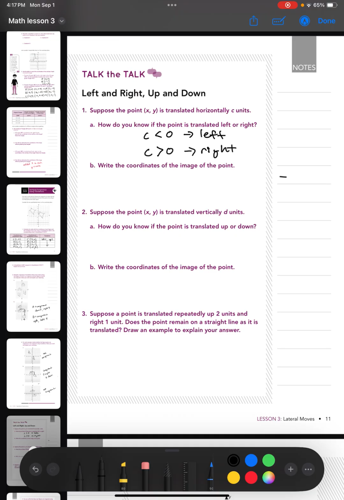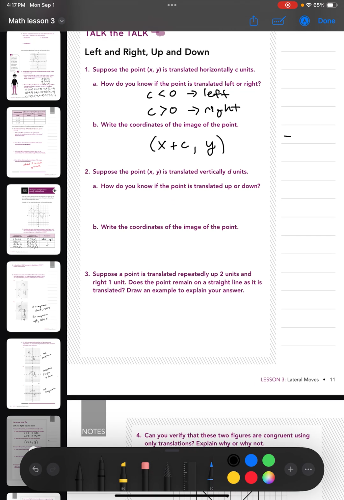So write the coordinates of the image of the point. So it would look like this. X plus C, and then the Y would remain unchanged. If C was negative, it would be X plus negative C, so it would move to the left. And then suppose the point X, Y is translated vertically D units. How do you know if the point is translated up or down? Again, if C is less than 0, on the y-axis, that is a downward movement. And if C is greater than 0, a positive number, on the y-axis, that is an upward movement. So the coordinates of the image of that point, this time the x would remain unchanged because we're moving up and down, and it'd be y plus C.